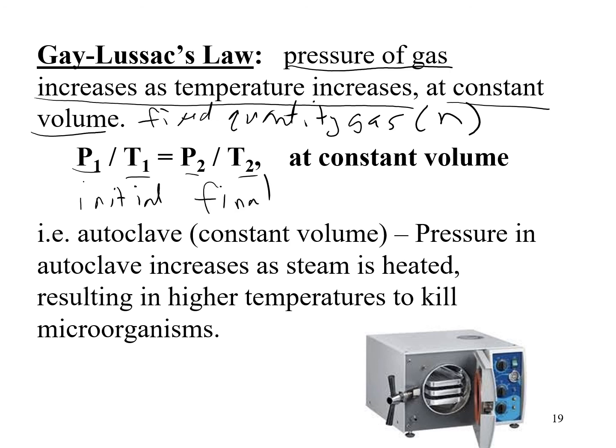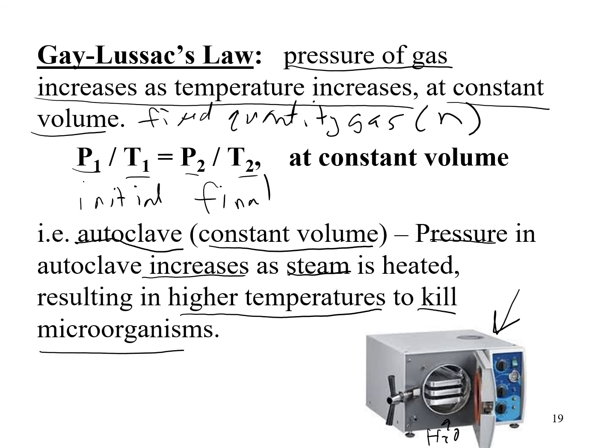An everyday life example would be an autoclave. An autoclave is used to sterilize surgical equipment. This is a picture of an autoclave below, and in the autoclave it has a constant volume. And there's a pan of water at the bottom of the autoclave. What happens is you can increase the pressure in your autoclave. As you increase the pressure, the water is going to form steam. So the temperature will increase inside of your autoclave and get to temperatures that are high enough that will kill the microorganisms on your surgical equipment and thus sterilize your equipment.